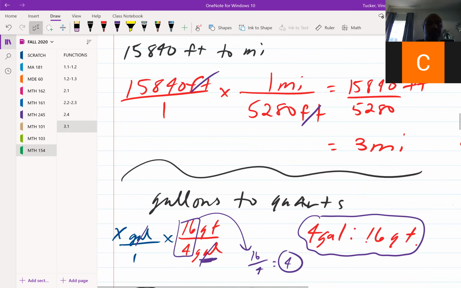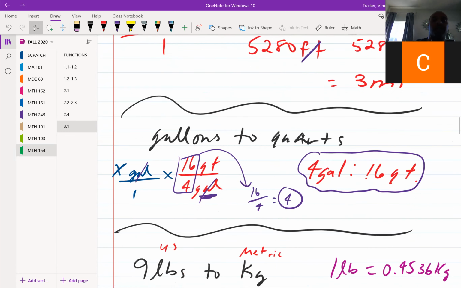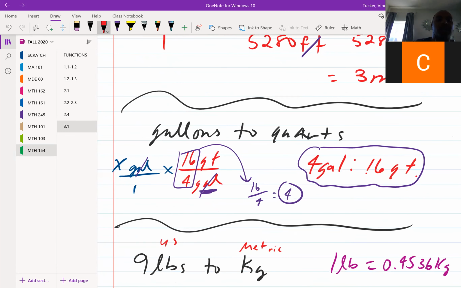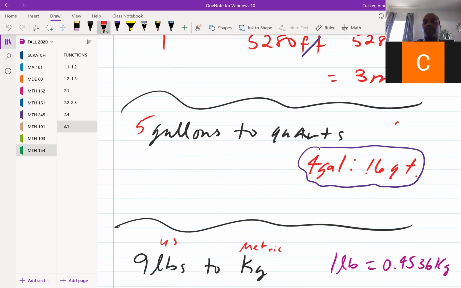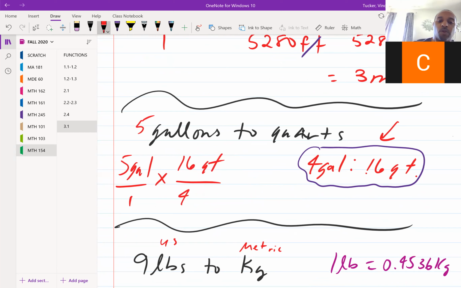Yes. Okay, so it's the same thought process. In other words, let's say I had 5 gallons here and I wanted to change it to quarts, and they gave me this conversion factor: 4 gallons is equal to 16 quarts. If I did 5 gallons over 1, the way I would set it up using this conversion factor would be 16 quarts over 4 gallons. All right, so you cool with that, right?